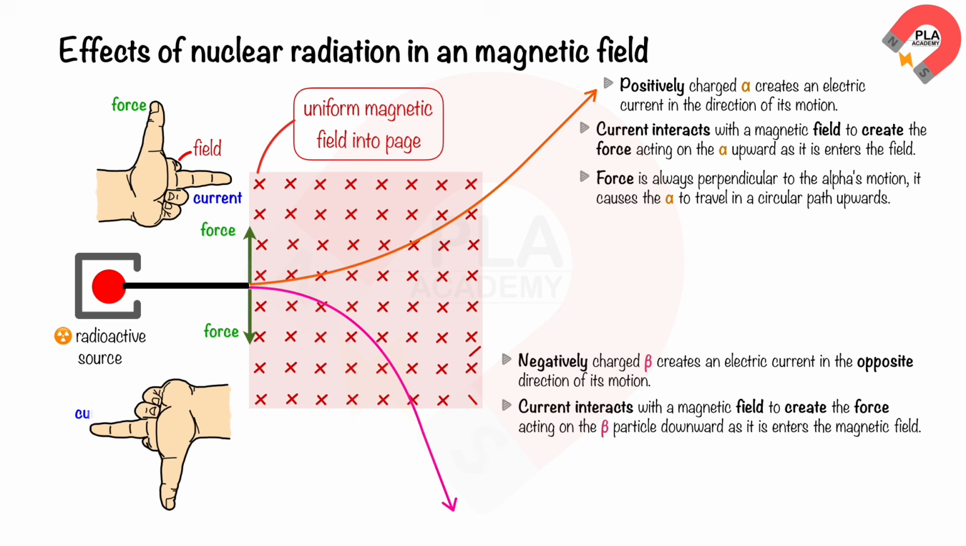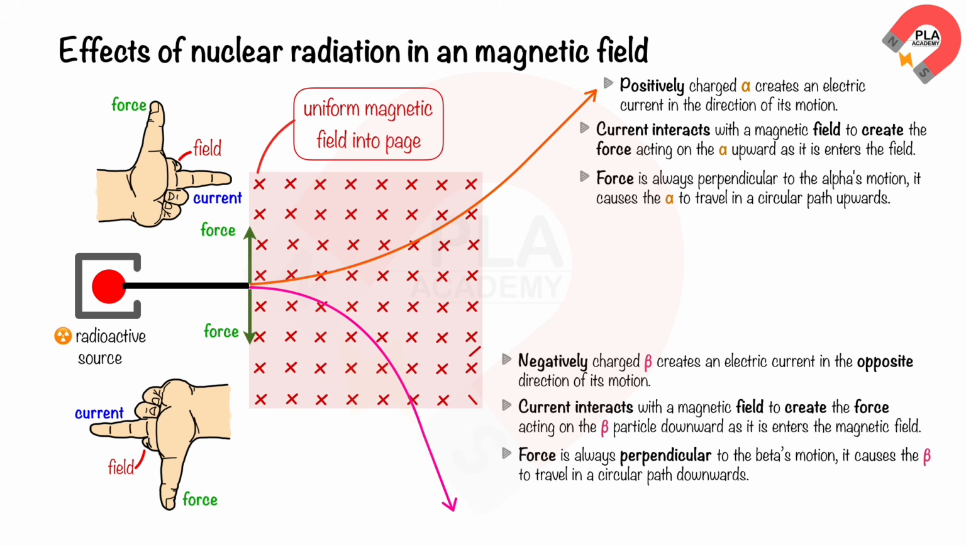Middle finger points in the direction of the current, opposite to the beta's motion. Index finger points in the direction of the magnetic field, into the page. Thumb points in the direction of the magnetic force, downward. Since the magnetic force is always perpendicular to the beta's motion, it causes the particle to travel in a circular path downwards.